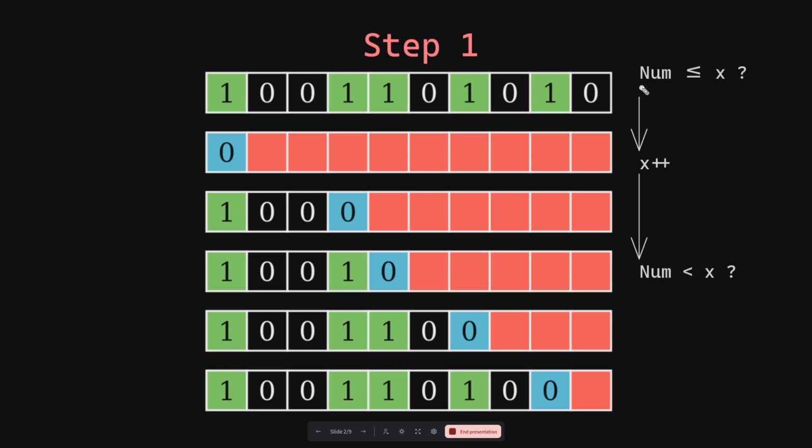If the final number is less than or equal to x, then you can increment x by 1, and now you would need to solve for the case when LHS is strictly less than x.